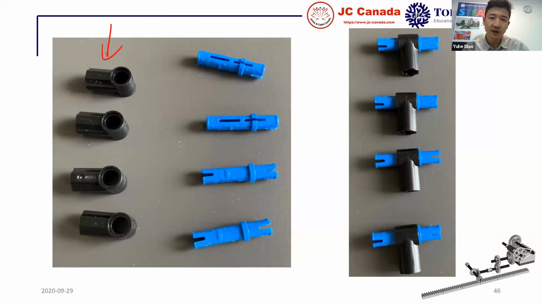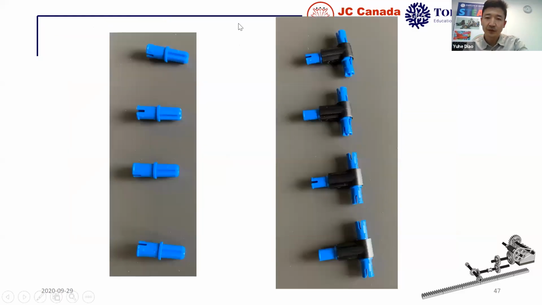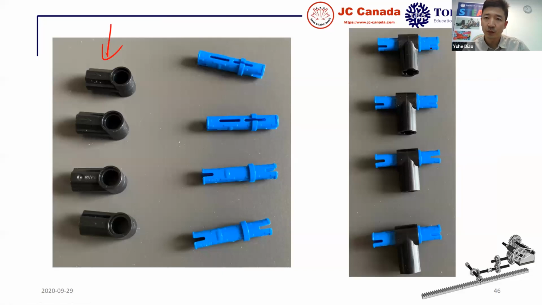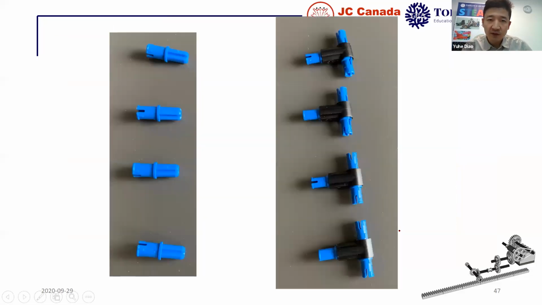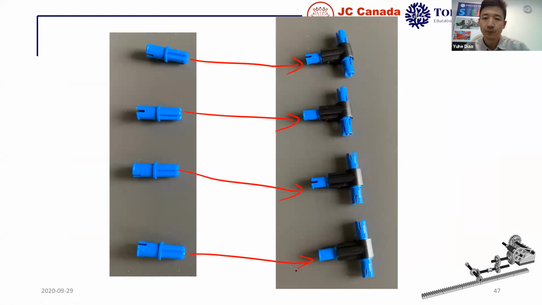Next one, we need 4 of these connectors and 4 pins. 1, 2, 3, 4. So 12 parts in total. Black connector and 4 3-pin and 4 2-pin.